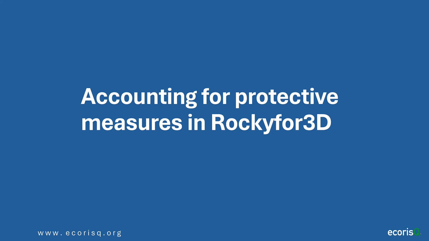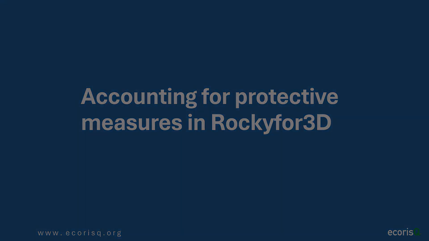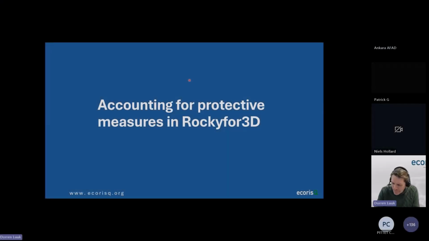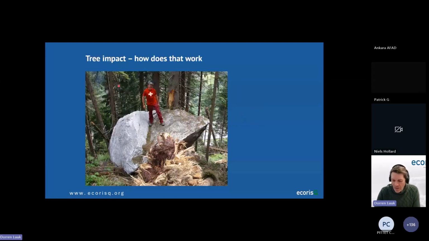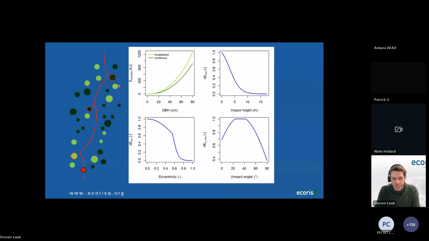Let's continue with accounting for protective measures in Rockyfor3D. There are some old slides, but they're still good to explain it. And let's get deep into the details. What are the traps here? Tree impact. How does this work?